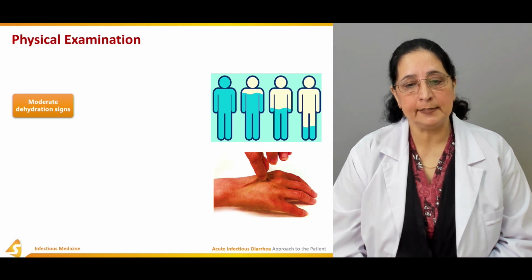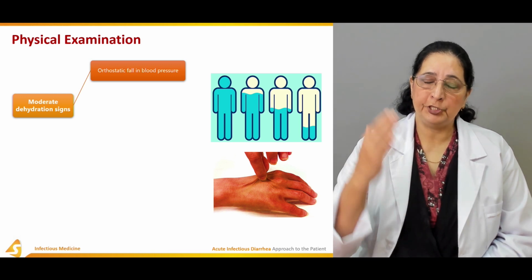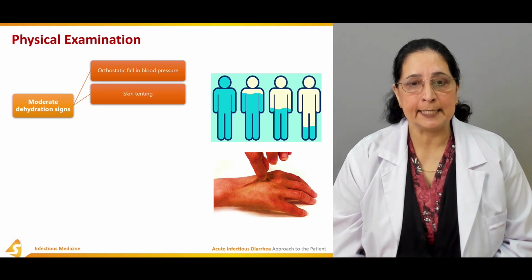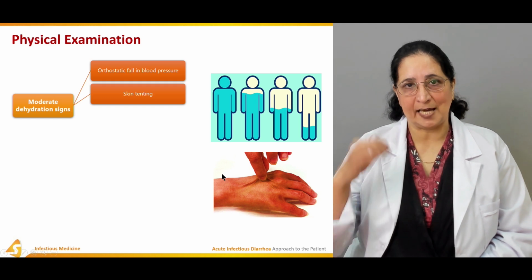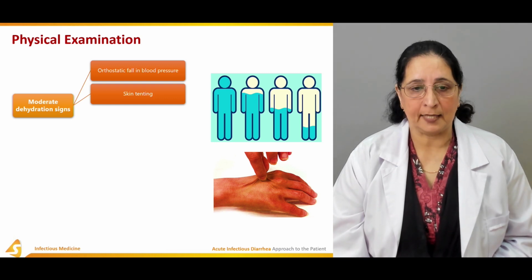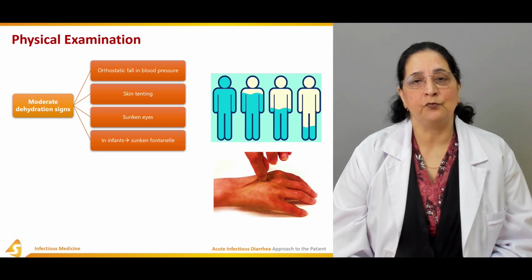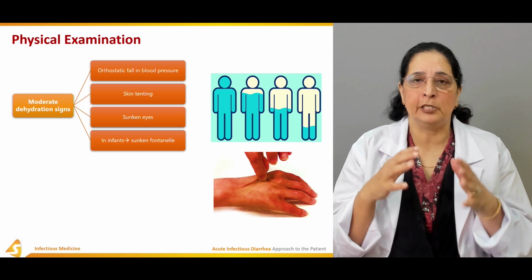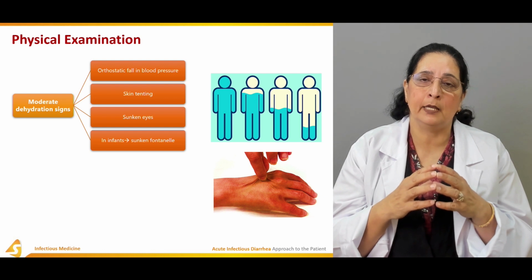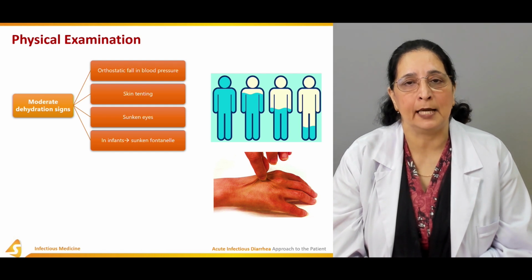Then moderate dehydration: there is an orthostatic fall in blood pressure. With the change in position, there is a fall of blood pressure. Skin tenting: the skin becomes very loose, and if you elevate it, there is loss of elasticity. Sunken eyes. In infants, the fontanelle is sunken. In children, diarrhea is common, and a very important sign is the sunken fontanelle, which indicates the child is dehydrated.